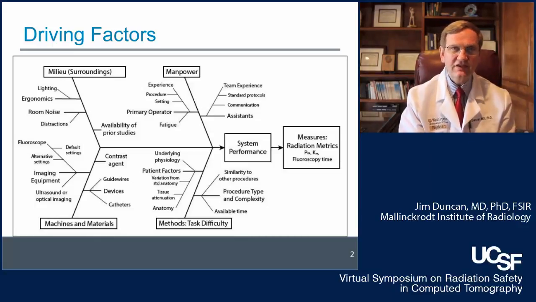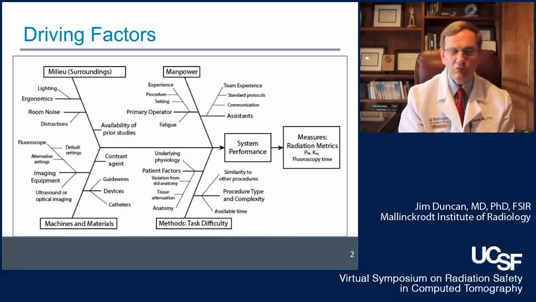So the methods, the task difficulty, a lot depends on the patient. Are they large or small? Their physiology? How difficult is the procedure? Well, a lot of that has to do with what type of procedure it is. A TIPS procedure is clearly much more complicated than the average PIC. So we expect different radiation metrics between TIPS and PIC procedures.